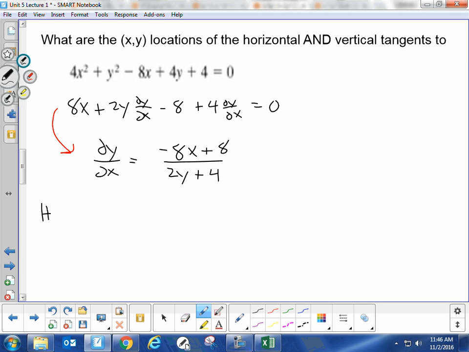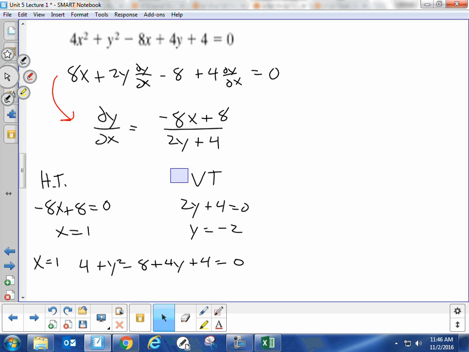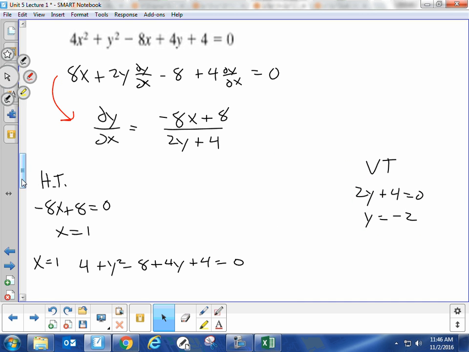Now, horizontal. I get x equals 1. Vertical, I get y equals negative 2. You're not done yet. You need to take that value to find the y's that go with that value. To find points on expressions, plug in that x, and in this situation, we'll have to solve for y. So I plug in the x, so I get 4 plus y squared minus 8 plus 4y plus 4 equals 0. And I keep going.